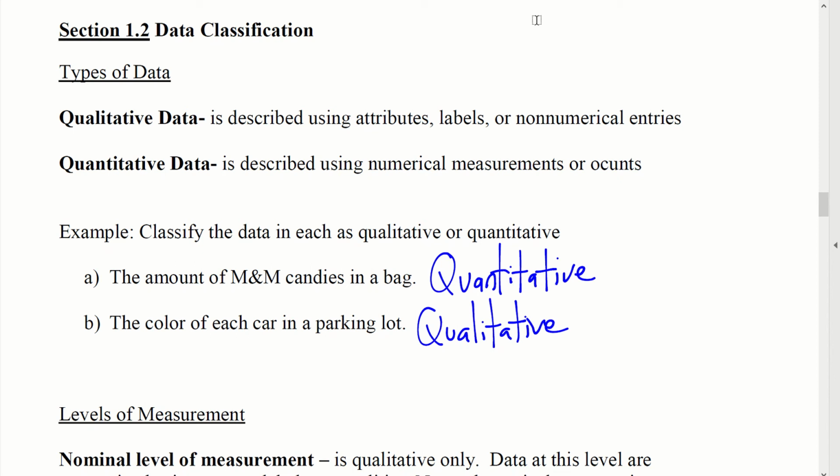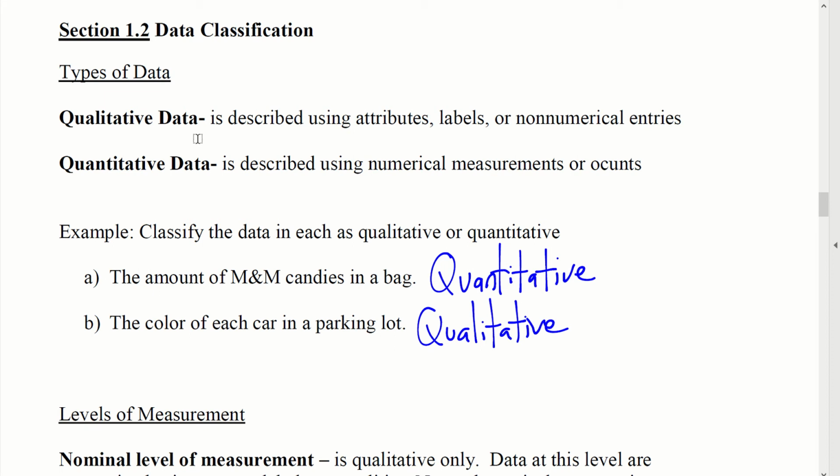In section 1.2, we're going to look at data classification. Generally, there's two types of data. We have qualitative data, which is data describing things using attributes, labels, or non-numerical entries. And we have quantitative data, which is described using numerical measurements or counts.